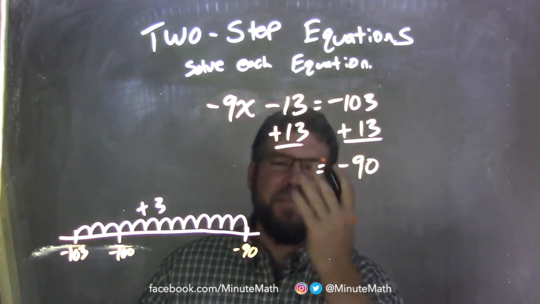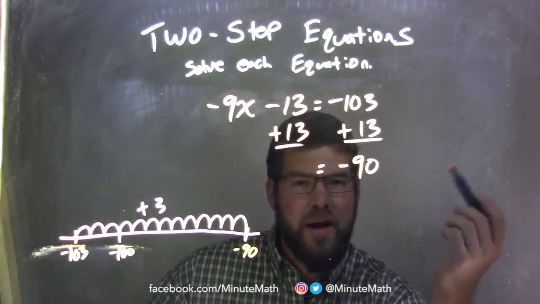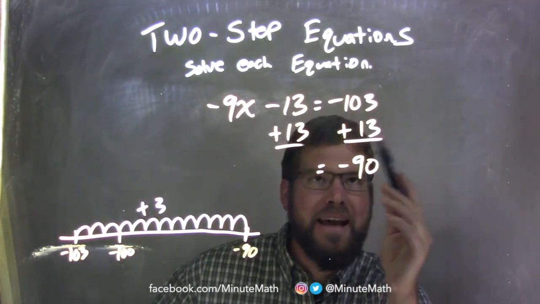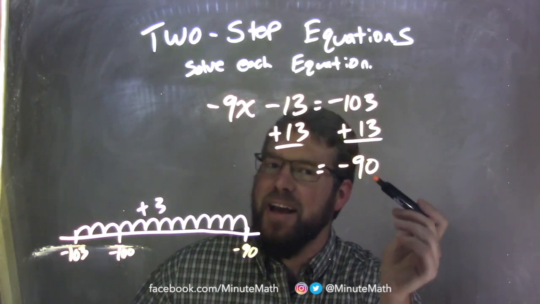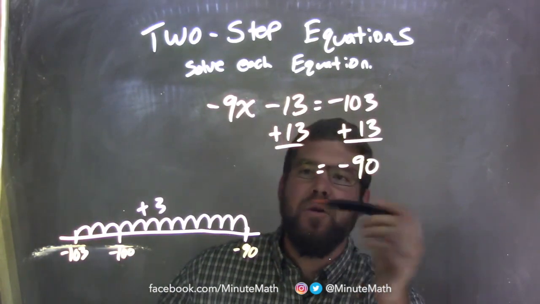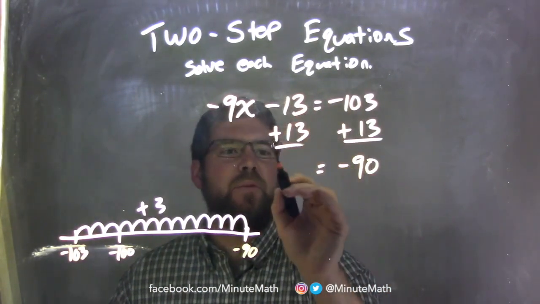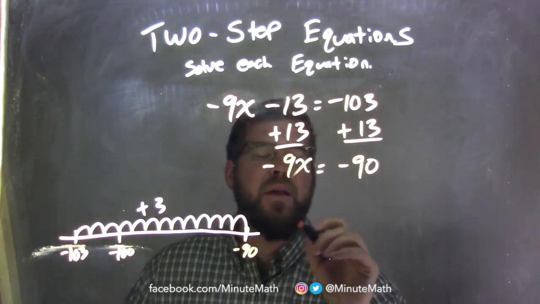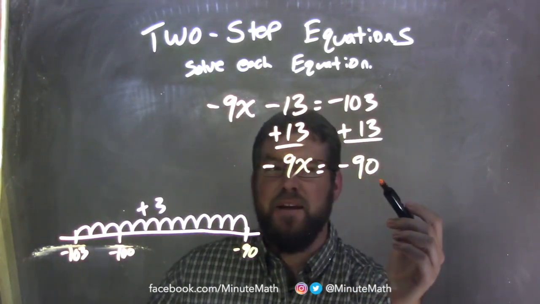Okay, it's up to you how to do that, but hopefully you're getting better. You can add those in your head. But negative 103 plus 13 is negative 90. It's still negative, but it's closer to 0. The 13's cancel, bring down the negative 9x. So now I have negative 9x equals negative 90.